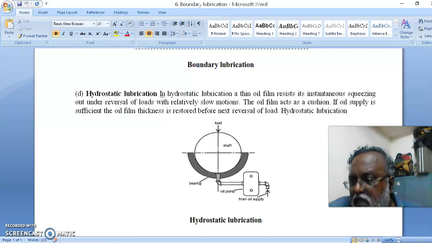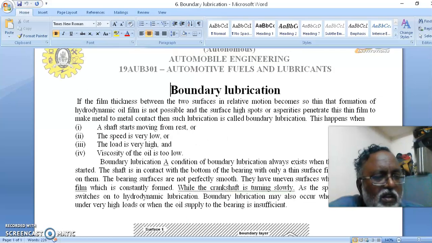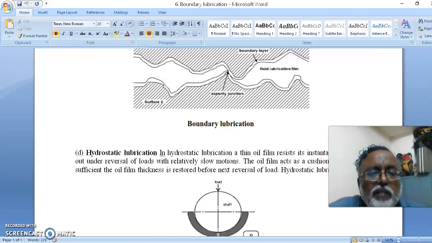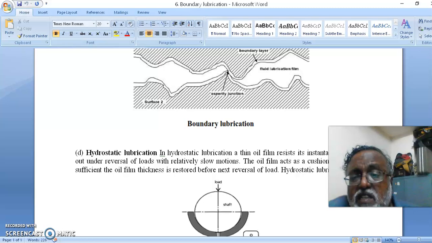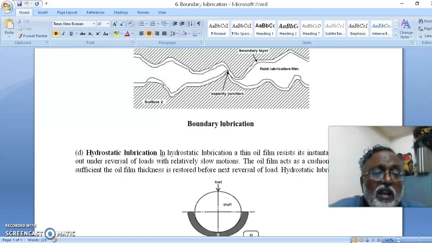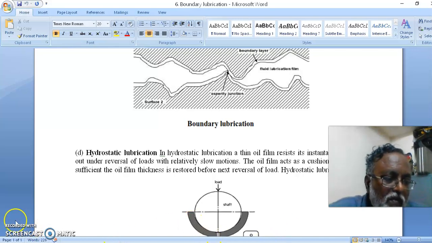The hydrostatic lubrication has been shown here. So, in hydrostatic lubrication, the thin film resists instantaneous squeezing out under the reversal of loads with relatively slow motions. Thank you.